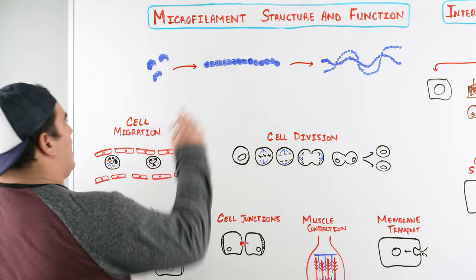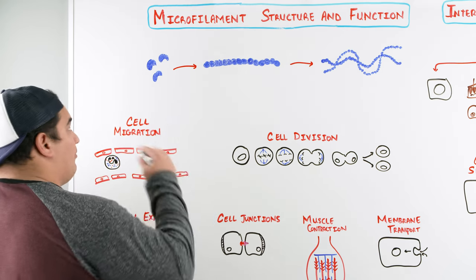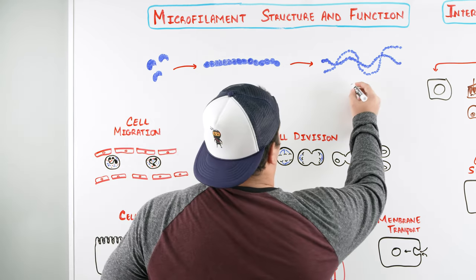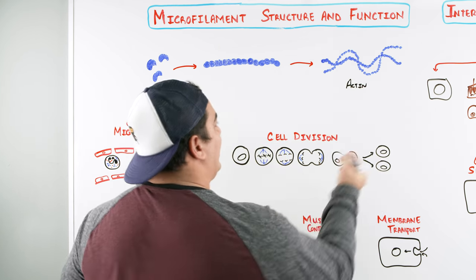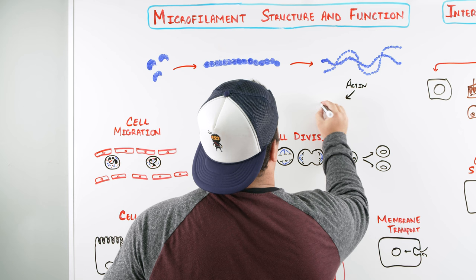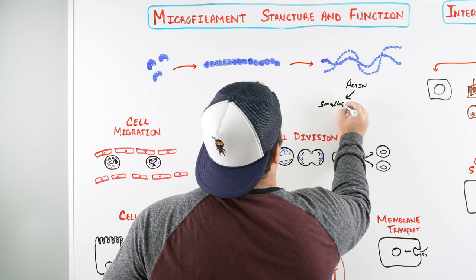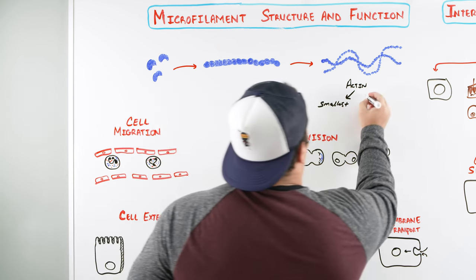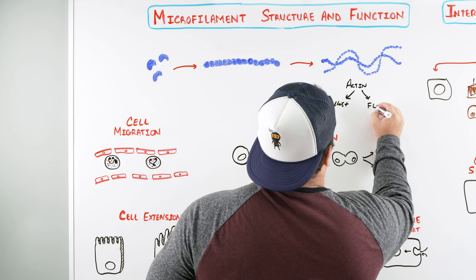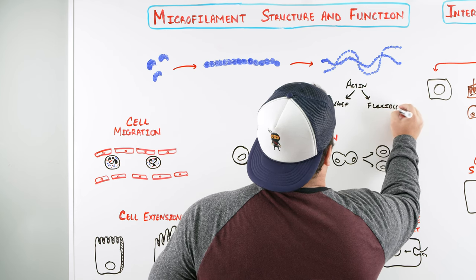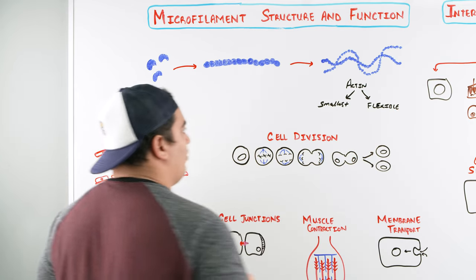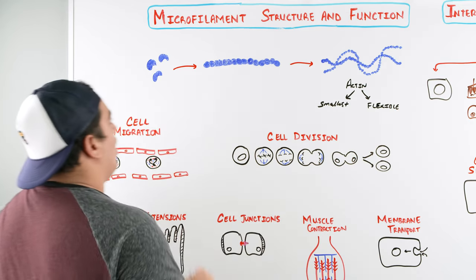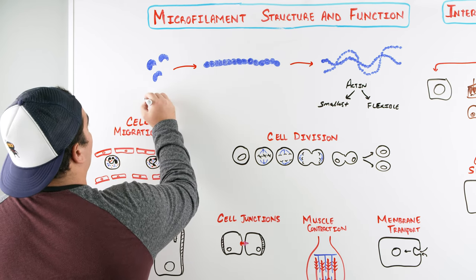But we should know what it's made up of. Another name for a microfilament is actin. And again, I think the big thing to remember is it's going to be the smallest of the cytoskeletal elements, but it's also going to be the most flexible, which is a really cool attribute. So we have actin, which is the primary microfilament. Now, it's actually made up of these little monomers.